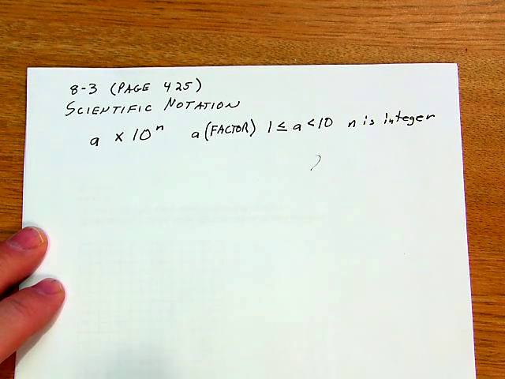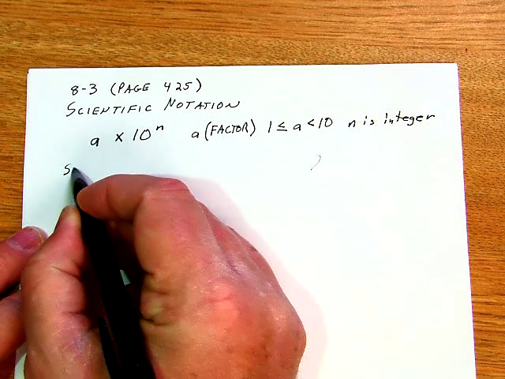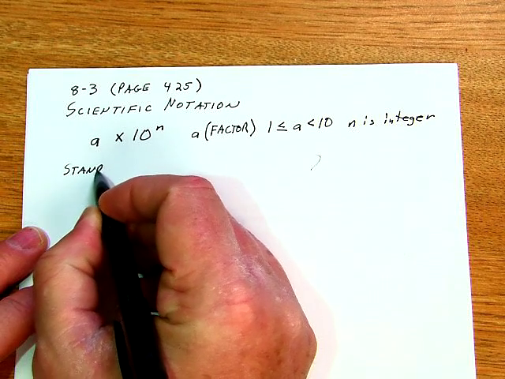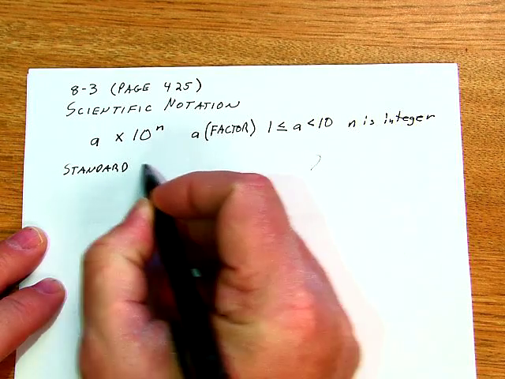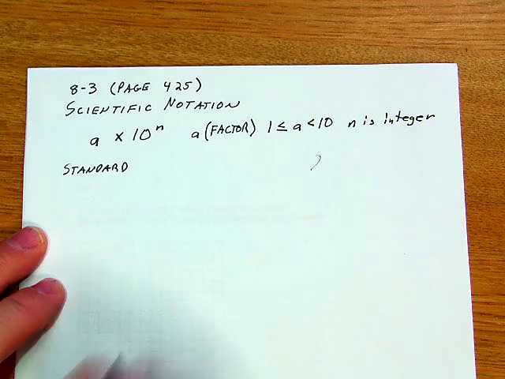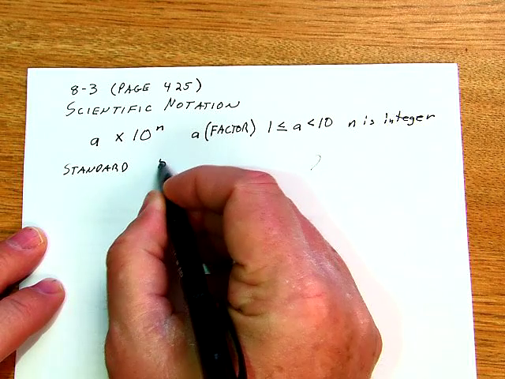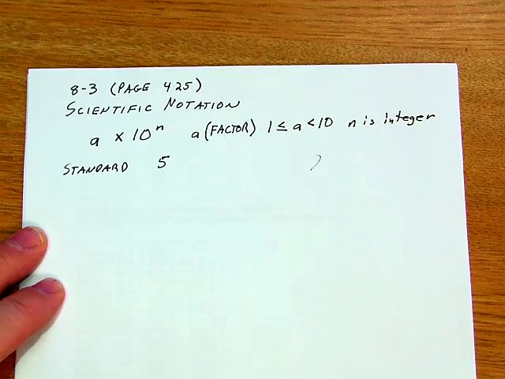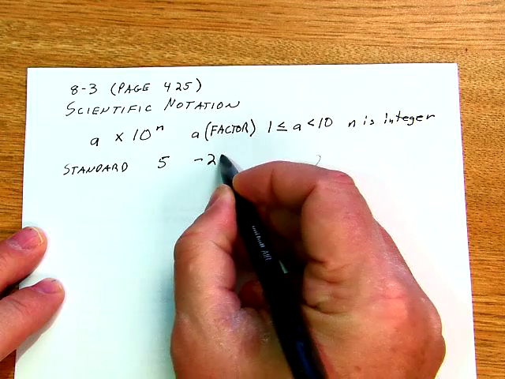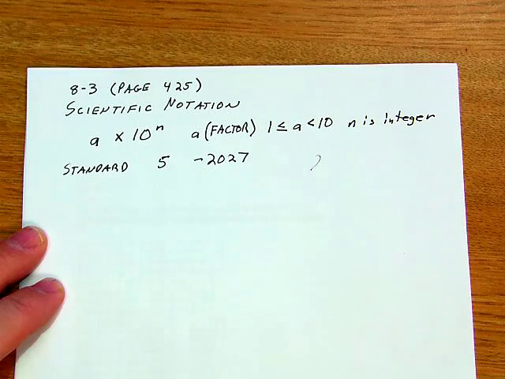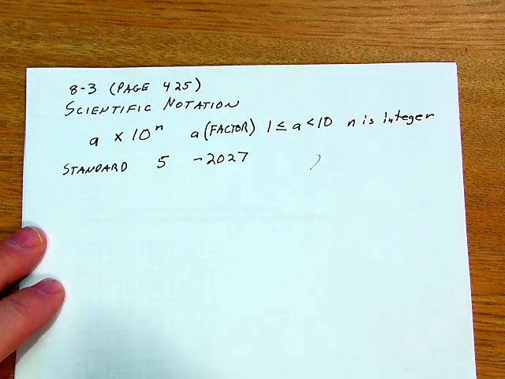You're used to seeing numbers in what's called standard form. Standard form is a number like you're used to, the number 5, the number negative 2027, any large number, small number, negative, positive, that's called standard form.